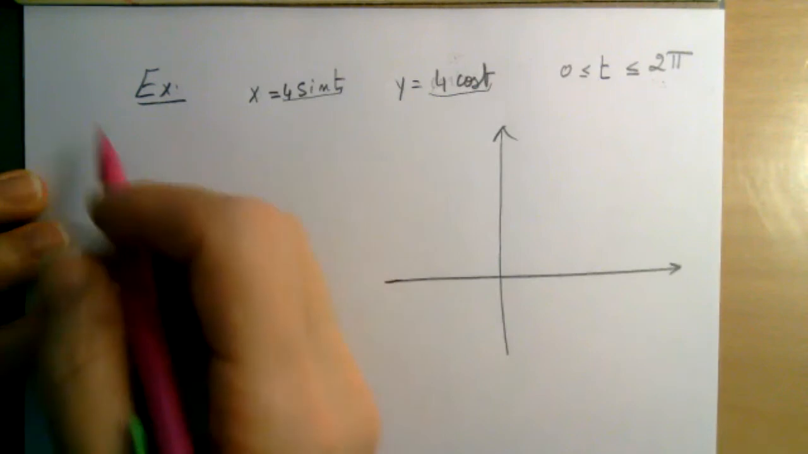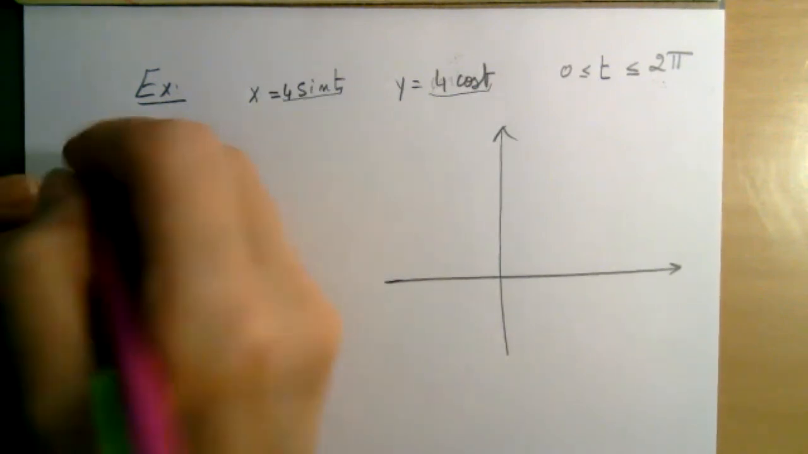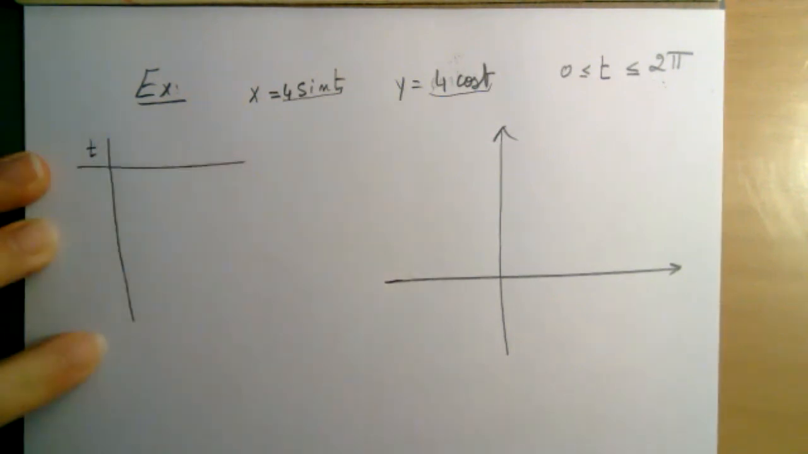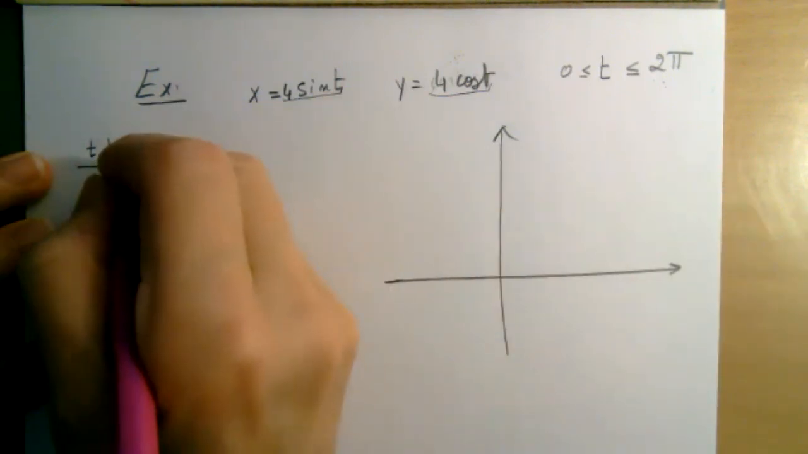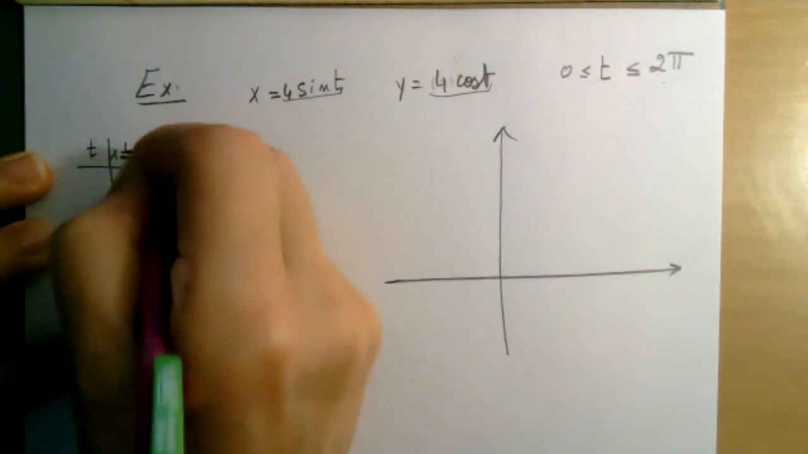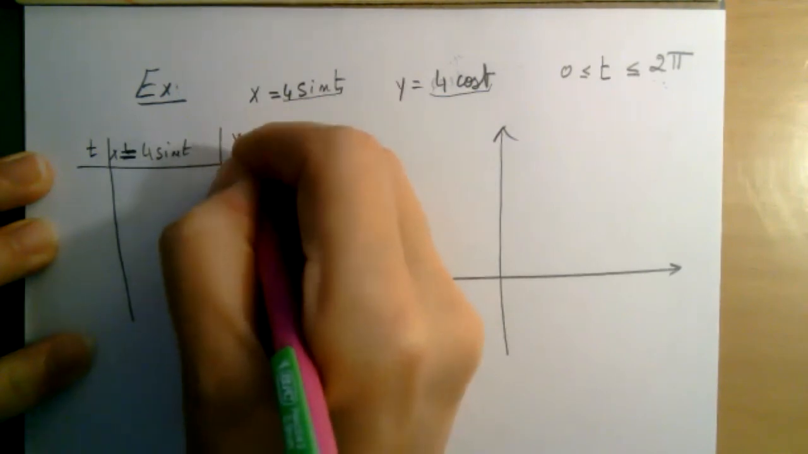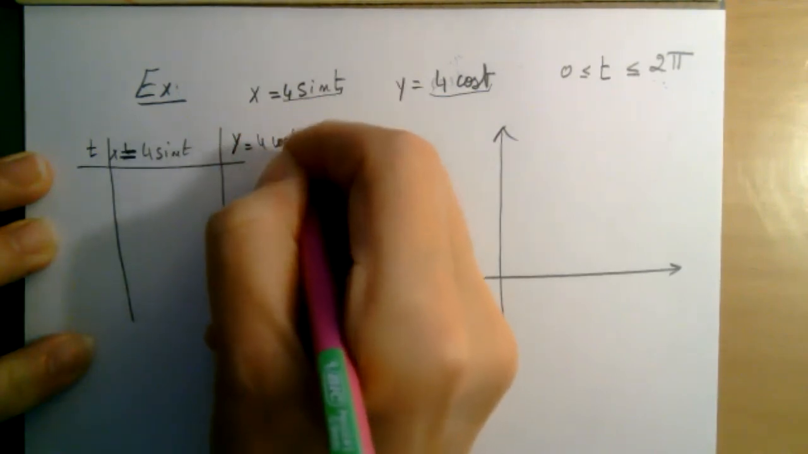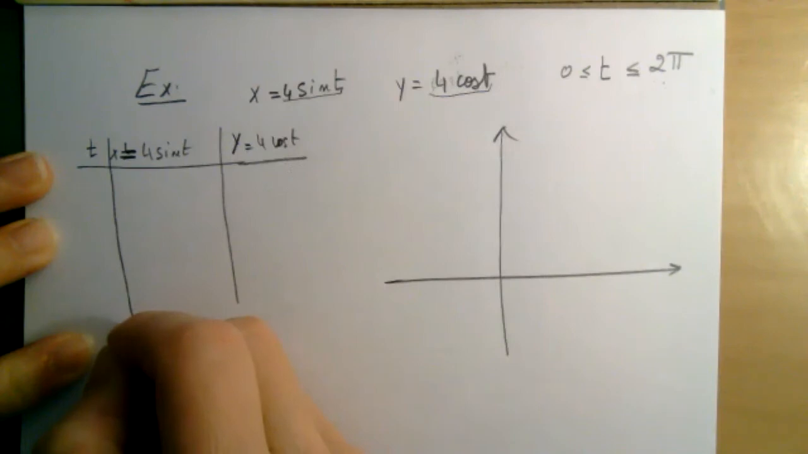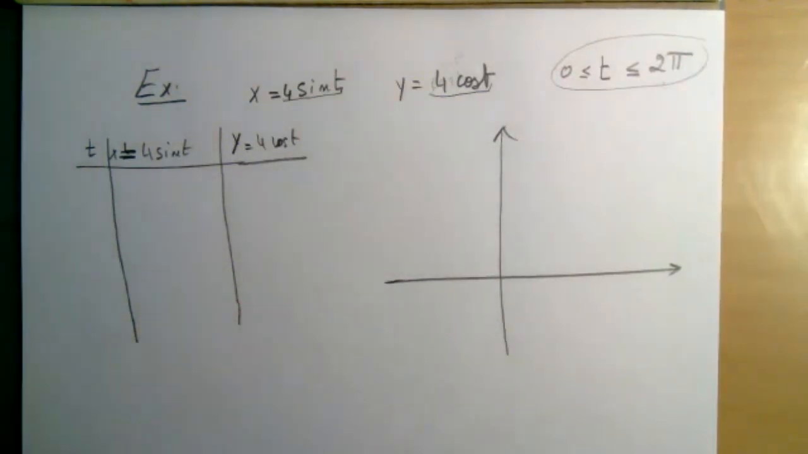The only way I know how to sketch the motion is by taking values. So I ask myself, as t moves, what's going on? The x coordinate is 4 sine t, and my y coordinate is 4 cosine t. And I'm only interested in t between 0 and 2 pi.